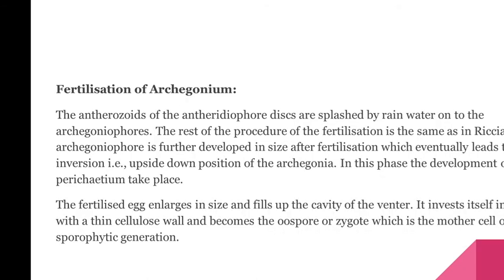Now, fertilization. The antherozoids of the antheridiophore discs are splashed by rainwater onto the archegoniophores. The rest of the procedure of fertilization is the same as in Riccia. The archegoniophore further develops in size after fertilization, which eventually leads to the inversion, the upside-down position, of the archegonia. In this phase, the development of rays and perichaetium takes place. The fertilized egg enlarges in size and fills up the cavity of the venter. It invests itself immediately within a thin cellulose wall and becomes the oospore or zygote, which is the mother cell of the sporophytic generation.